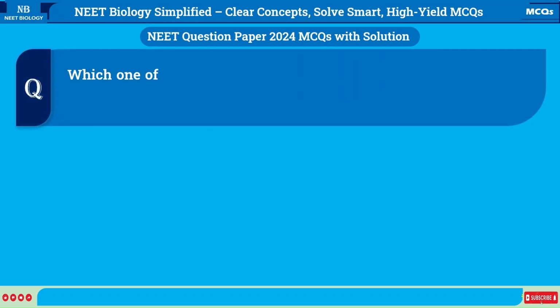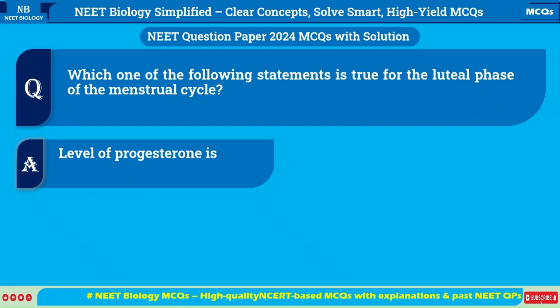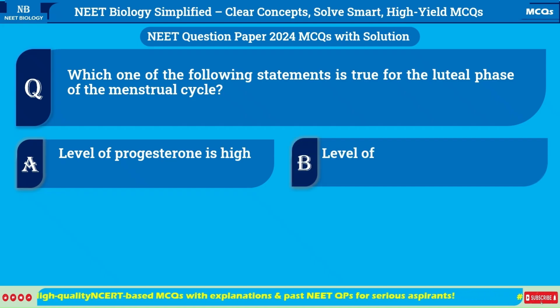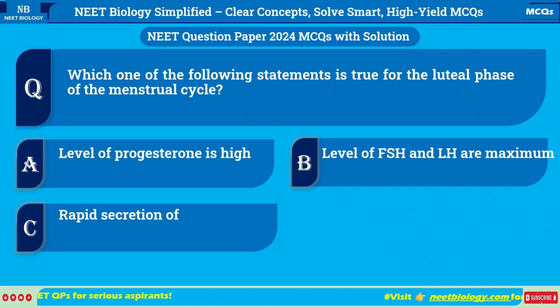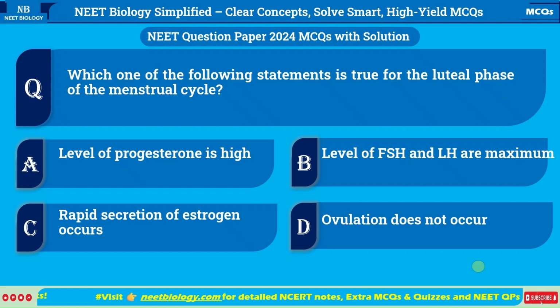Which one of the following statements is true for the luteal phase of the menstrual cycle? A. Level of progesterone is high. B. Level of FSH and LH are maximum. C. Rapid secretion of estrogen occurs. D. Ovulation does not occur.